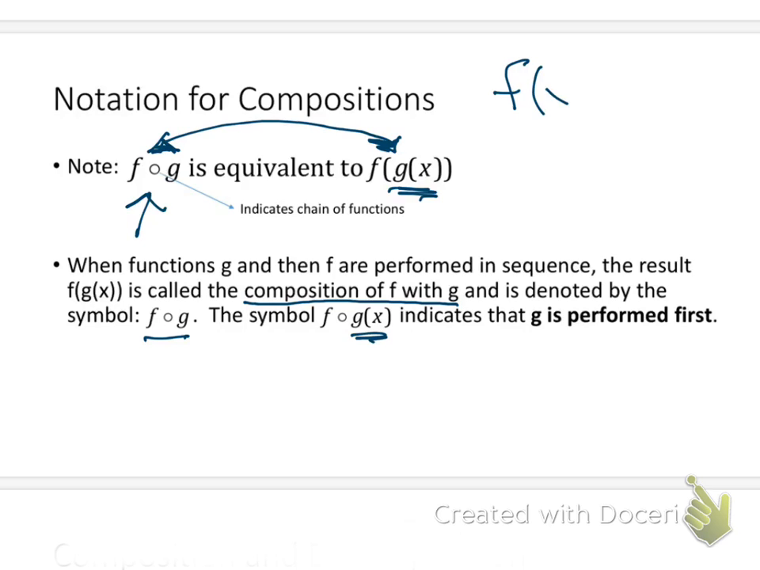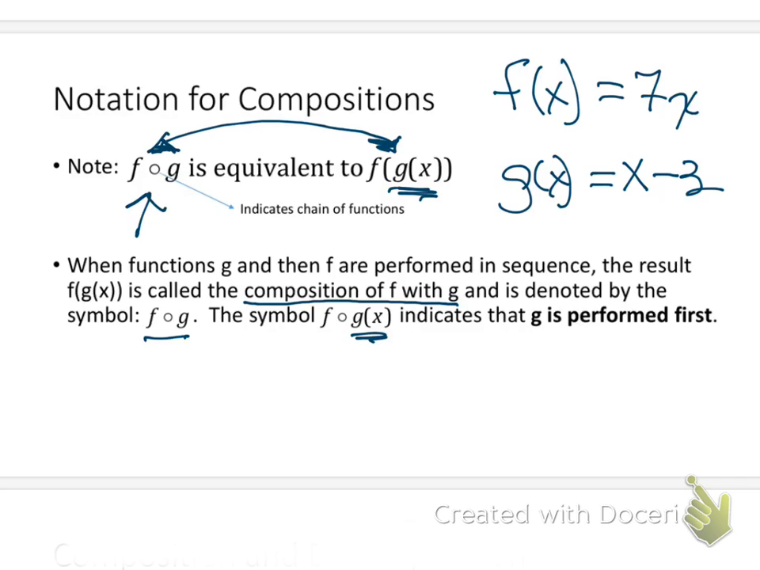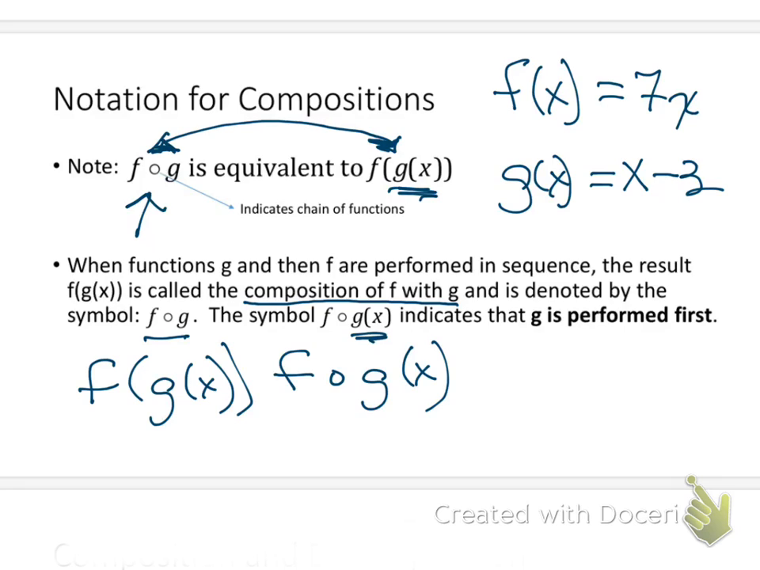What if we have f of x equals 7x and g of x equals x minus 3? Okay, if I'm going to do f of g of x, that notation is equivalent to f circle g of x. What I'm going to do is take this f function and put inside it the g of x function. So I'm putting this in first, and I'm replacing what was the original f of x function.